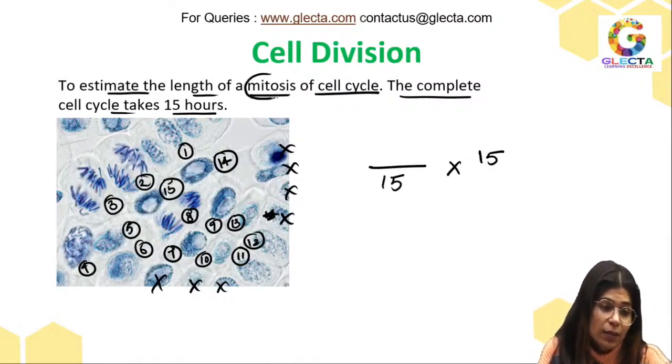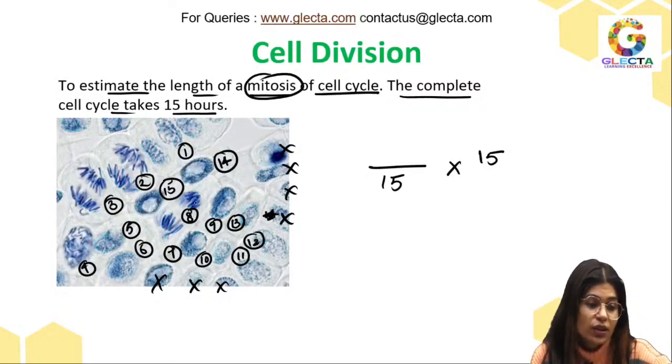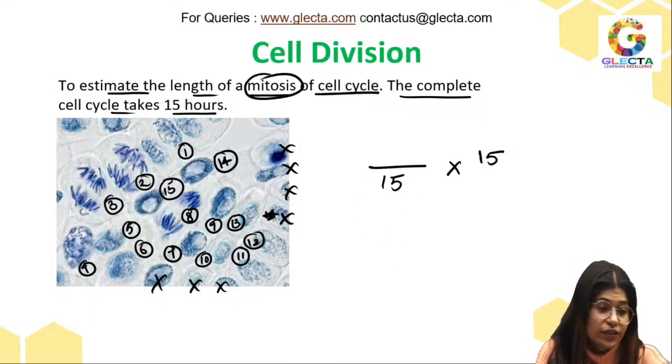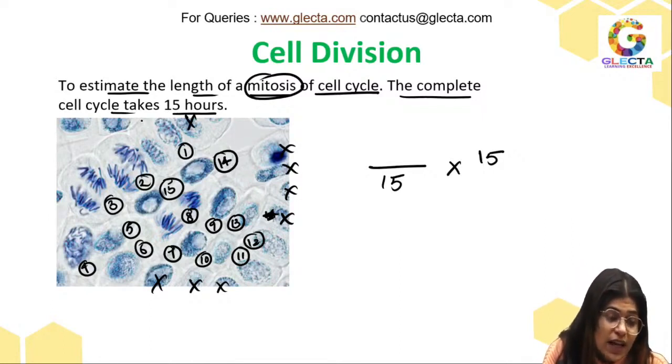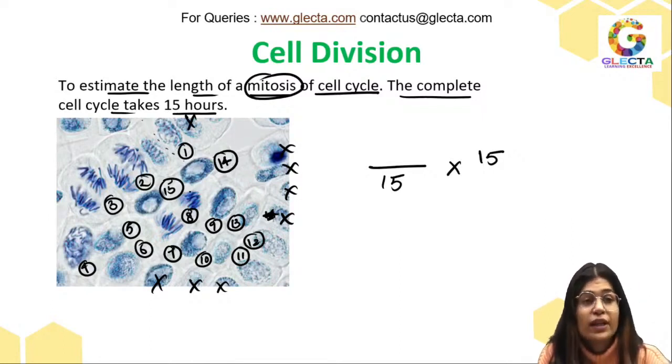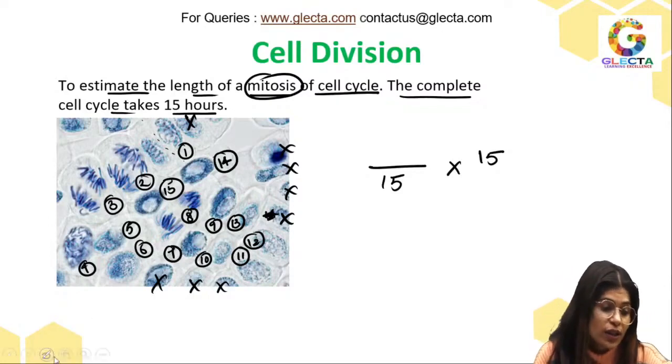Now I need to count the number of cells in mitosis. For those who are wondering why I counted these two as one, it is because there is no cell membrane in the middle of the two. So I'm going to consider that as the same cell.